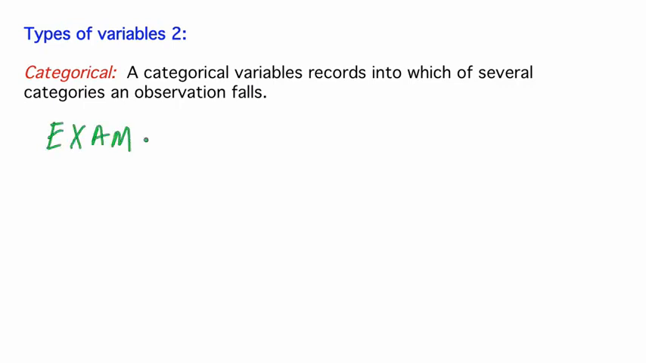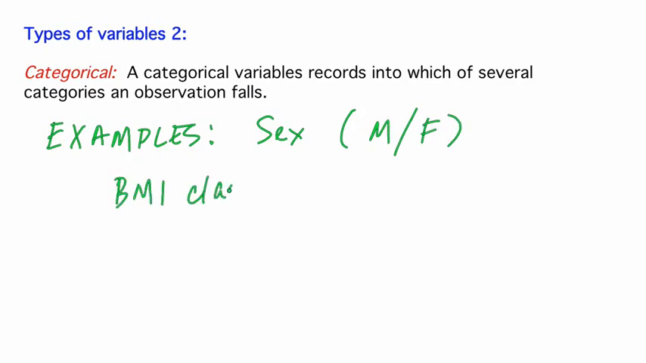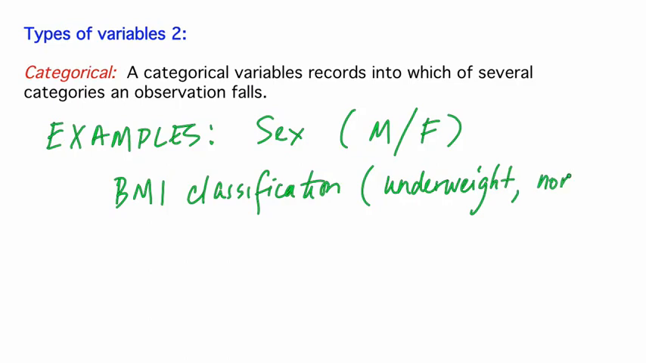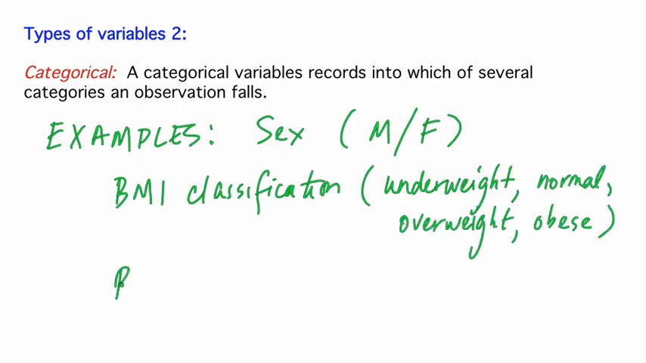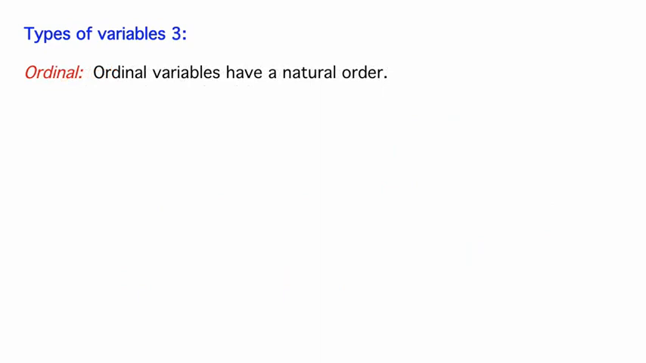Some examples of categorical variables we've seen include sex, which is categories male or female, BMI, when we consider it as the standard classifications of underweight, normal, overweight, and obese, and region of the world, which had 6 categories in our data. And finally, there are ordinal variables, which have a natural order.